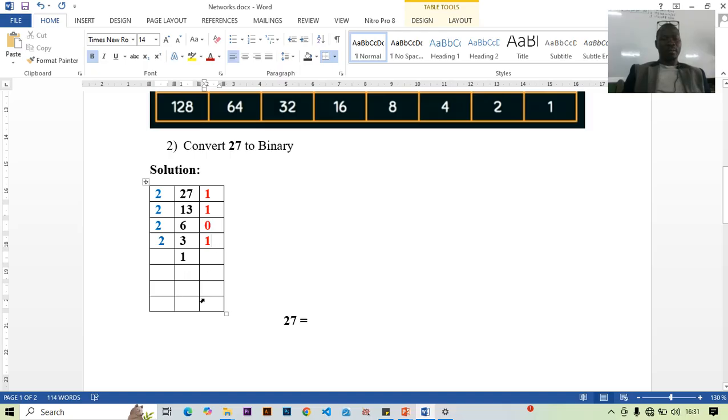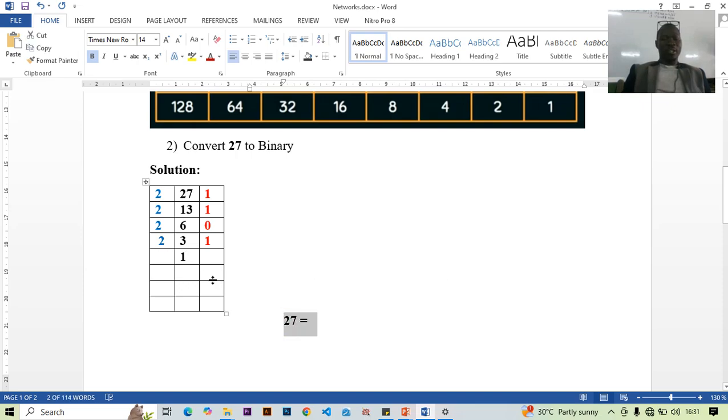Let me first write it here. So here, our first value down here is 1, then another 1 follows, was this one here. Then if I come to this one, we're writing from down going upwards: 1 1 0 1 1. So now you realize this is a representation of 27 in binary.